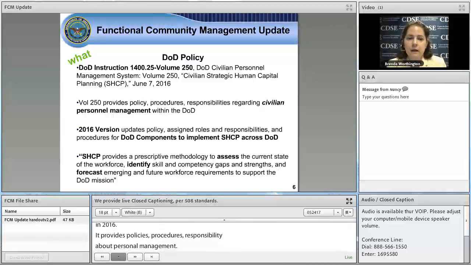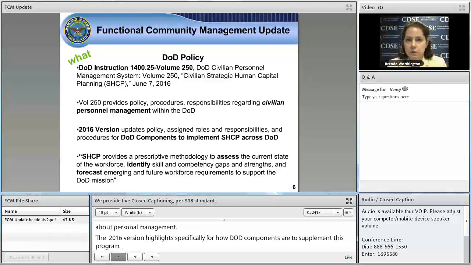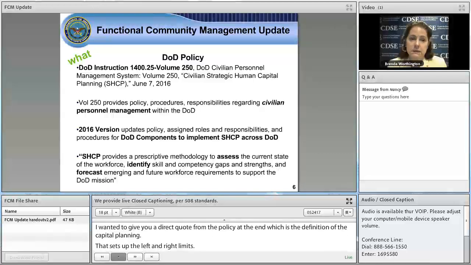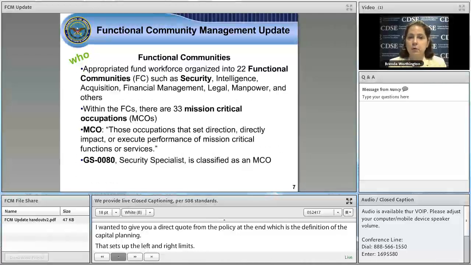I wanted to give you a direct quote from the policy there at the very end, which is the definition of strategic human capital planning. That sets up sort of our left and right limits for this program as well as for our webinar. So it's about assessing the current state of the workforce, identifying those skills and competency gaps and strengths, as well as forecasting our requirements for the workforce in the future. So the next slide will talk about who does this, who is part of this governance structure.